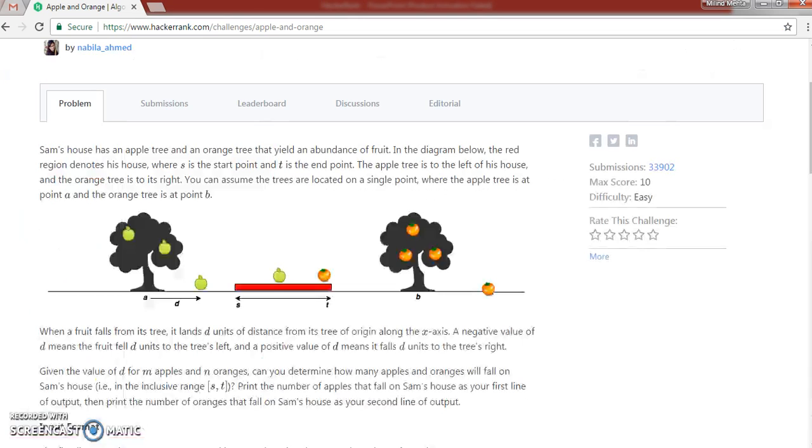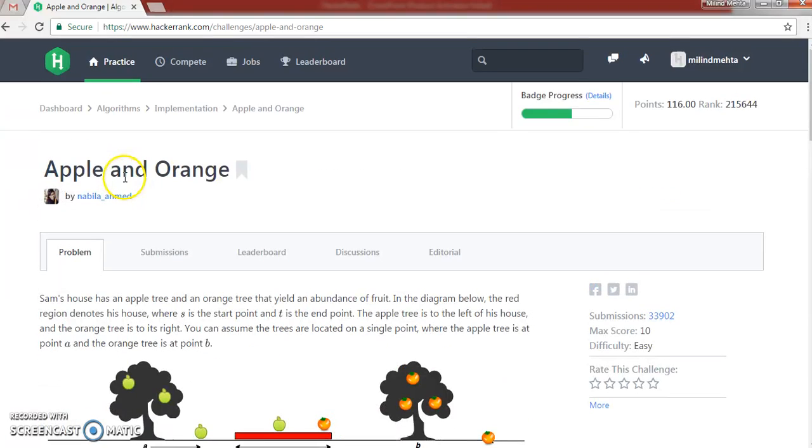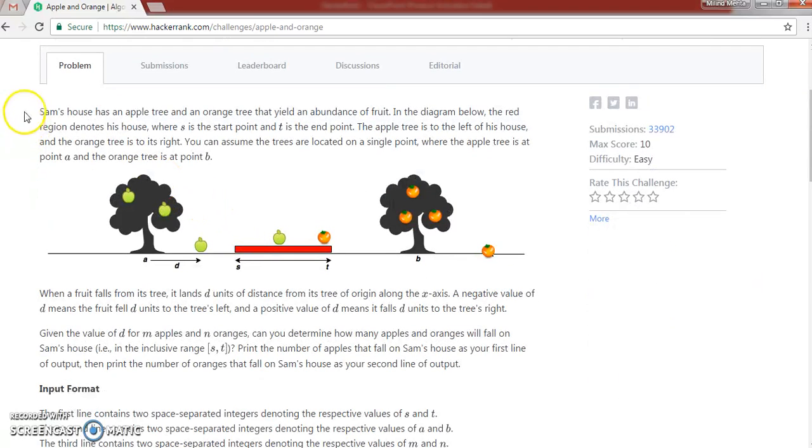Okay, so let's go to this. In the dashboard, under algorithm and implementation, our next challenge is the apple and orange algorithm. In this algorithm, Sam's house has an apple tree and an orange tree. Let me try to explain this.